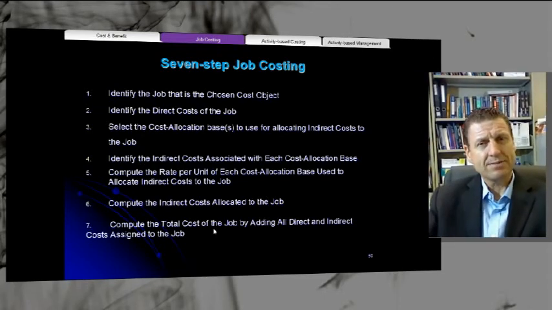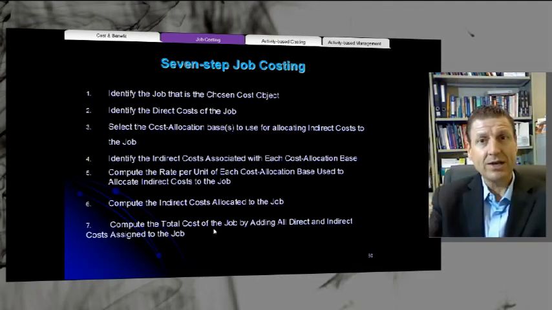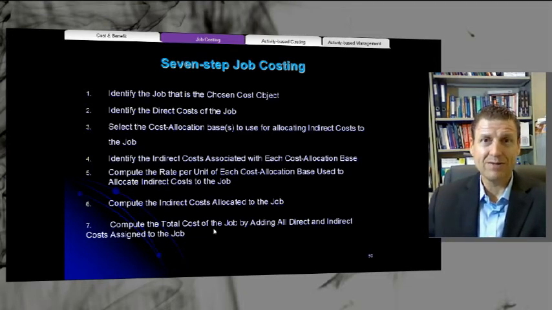So there are a lot of steps here, but the most tricky part is deciding what your allocation base is, because once you've decided that, you can put everything else into a spreadsheet and do the allocation of the costs to the job.